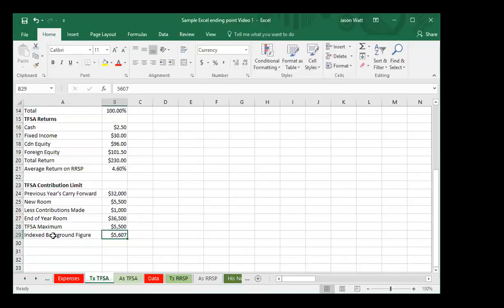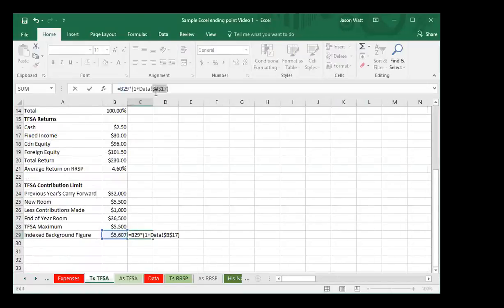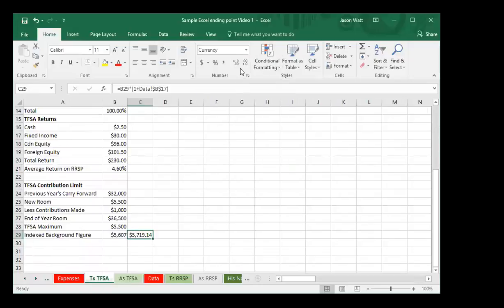So I could do this all in one formula, but it's a little easier to do it this way, where I just take the previous year's number, and we're going to do the same thing we've always done, multiply that times 1 plus inflation. And it is directly based on CPI. And I have to remember to F4 that to put my dollar signs in there. And we're good to go. We want to make that currency, and we want to shave some of our decimals down.